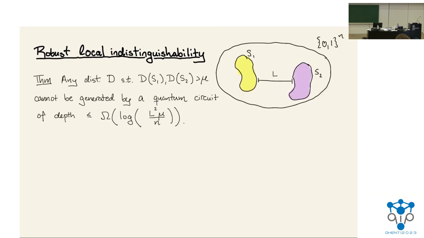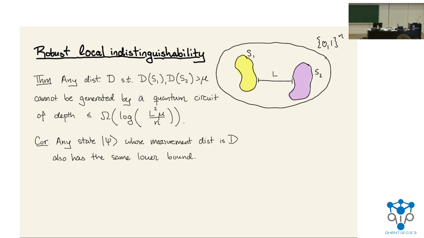Or another way of saying this is that whenever you have a distribution D that induces masses of mu on two regions, S1 and S2, with the distance of L in between them, there is a minimum circuit depth required to generate that distribution D. So it's actually proving a lower bound on any quantum state which, if you measured it, would induce this distribution, and that lower bound scales like L squared mu over N. So a priori, let's notice that this argument requires that L needs to be at least square root N in order for this lower bound to be non-trivial.